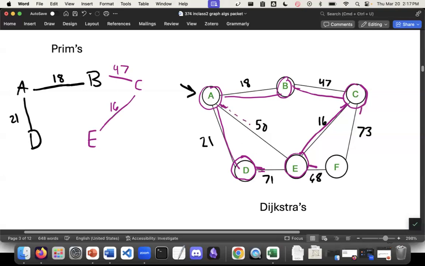Because if we chose 50, that would make a cycle in our tree. Do you see that? Where like if we drew this edge from A to E, then we could go from A, B, C, E, and then back to A. And that's not allowed for our tree definitions. So as we go, now 50 is disallowed. And for the same reason, 71 is also disallowed. So we only really have two options, 68 or 73. And in that case, 68 wins.